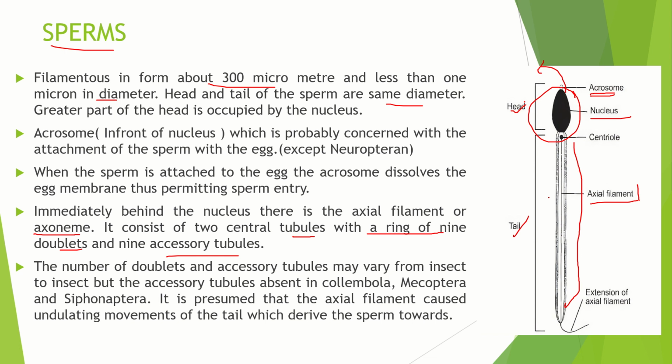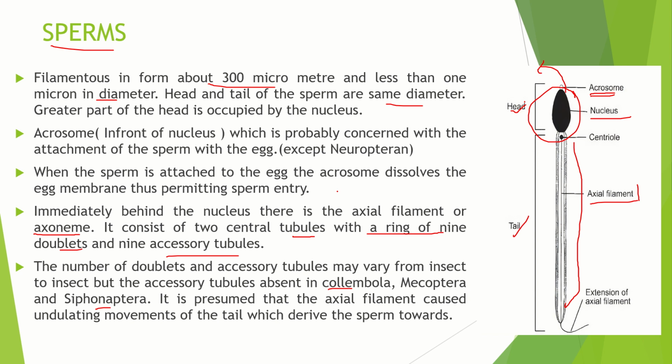The number of doublets and accessory tubules may vary from insect to insect, but the accessory tubules are absent in many insects like Collembola, Mecoptera, and Siphonaptera. It is presumed that the axial filament or the axoneme causes undulating movement of the tail, which drives the sperm forward. So, what is the summary of the sperm?